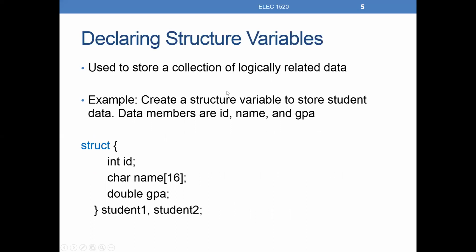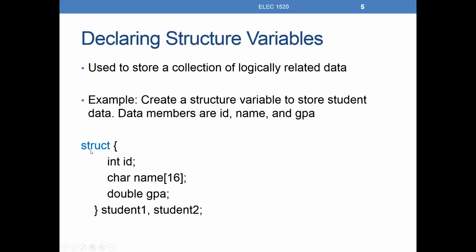So if we were trying to keep track of some student data, we might want to have the fields ID, name, and GPA. Those are usually all characteristics of a student, right? You were all given IDs. Normally when you enroll in a university, you're given a student ID. Well, you have your own name. And then as you're graded, you accumulate a GPA.